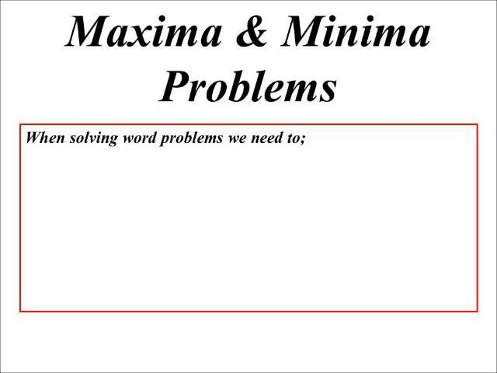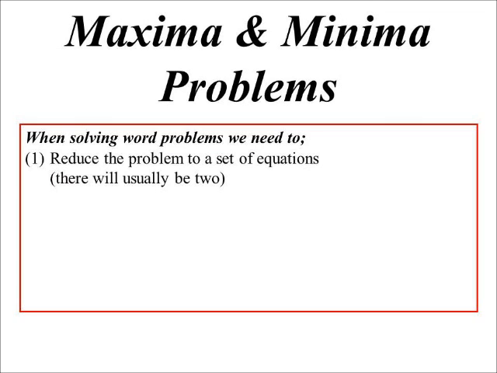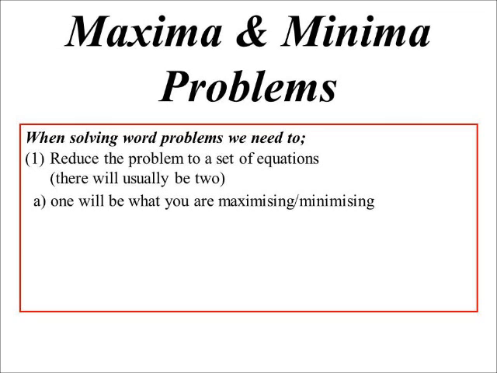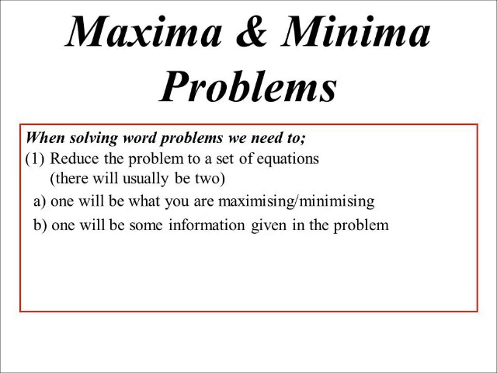So we'll have a problem, and we're probably going to reduce it down to a set of equations, usually a bare couple. Now, one of those equations will be what it is we're trying to maximise or minimise, the best solution that we're trying to find. And so it'll be obvious in the question. It'll say, what's the greatest area, or something like that. The other one, there'll be some actual information given to us that we can link the variables together with.